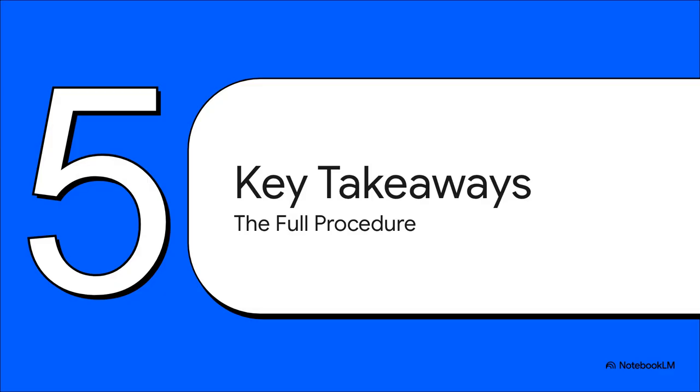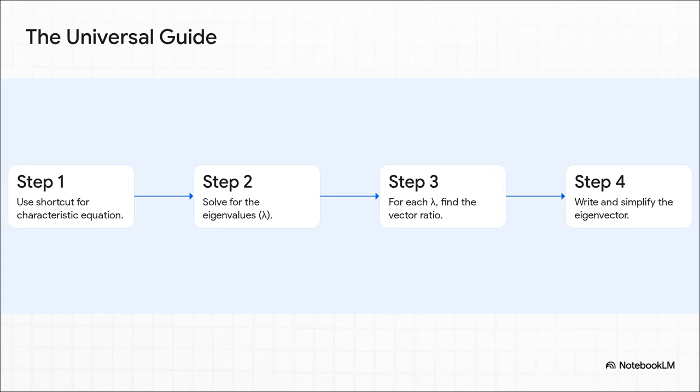Whew, okay. We have covered a lot of ground, all the way from a simple 2x2 to a 3x3, so let's just take a second and boil this all down into one universal guide that you can use for any of these problems. Here it is, 4 simple steps. Step 1, use that shortcut formula, the 2x2 or the 3x3 version, to get your characteristic equation. Step 2, solve that equation. Find all your lambdas. Step 3, now for each of those lambdas, one by one, you plug it back into the eigenvector equation to find that vector ratio. And finally, step 4, write down the vector from that ratio and, super important, simplify it if you can by factoring out any common numbers. That's the whole game plan.